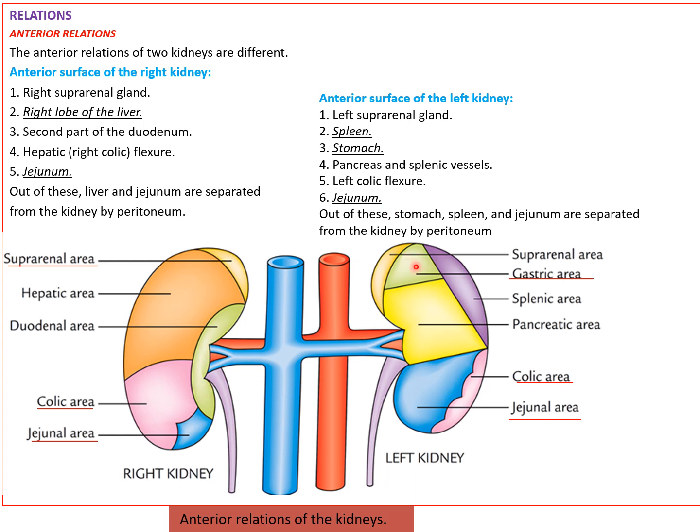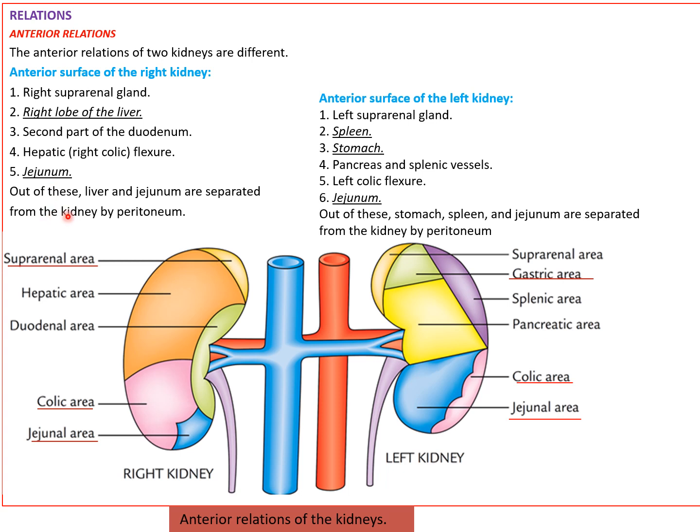On the left side there is stomach, so the left kidney is related to the stomach. Also it is related to the spleen because on the left side spleen is present, and this area is related to pancreas.